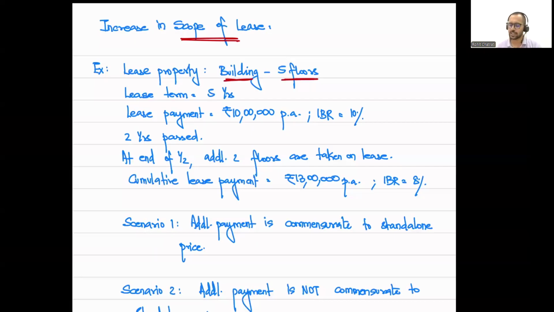All right, I've taken a lease of 5 floors in a building. The lease term is equal to 5 years. The payment is rupees 10 lakhs per annum and the incremental borrowing rate is 10 percent. Let us assume that 2 years have passed by.